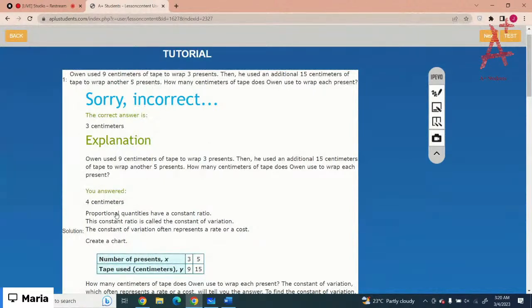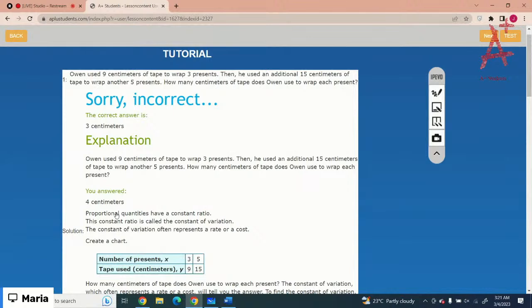Owen used 9 centimeters of tape to wrap three presents. Then he used an additional 15 centimeters of tape to wrap another five presents. How many centimeters of tape does Owen use to wrap each present? Got it? So you need to calculate the number of centimeters of tape that is used to wrap each present.